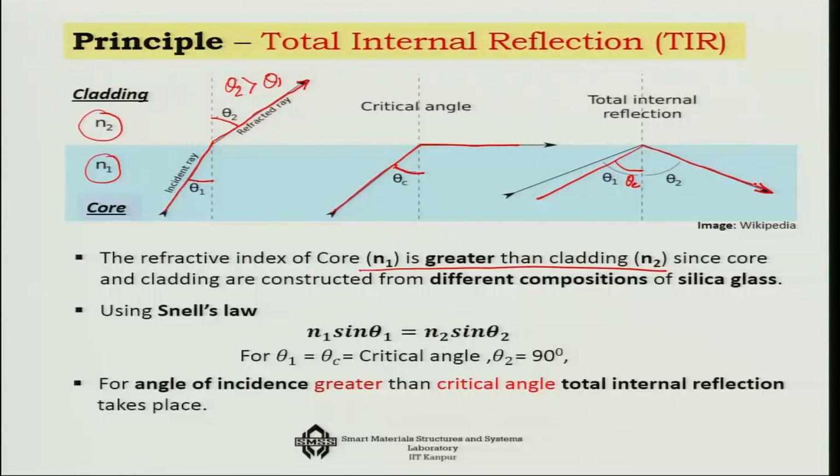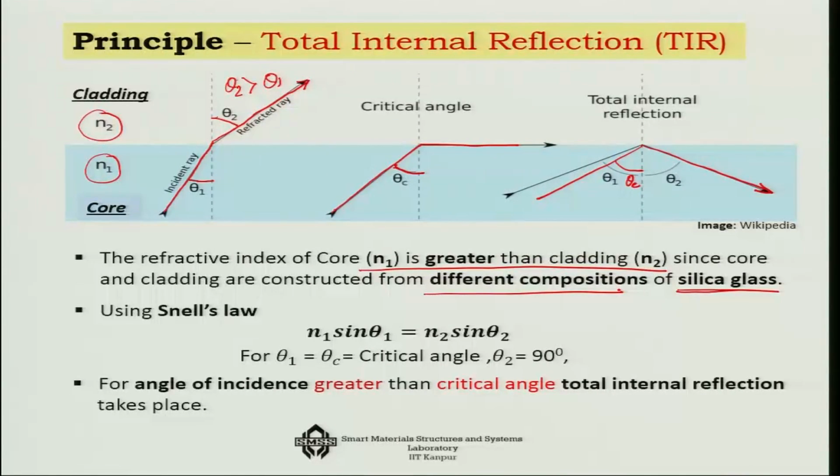Both the core and the cladding of the optical fiber system are made of silica glass, but of different compositions, such that one is denser and the outer side is rarer.